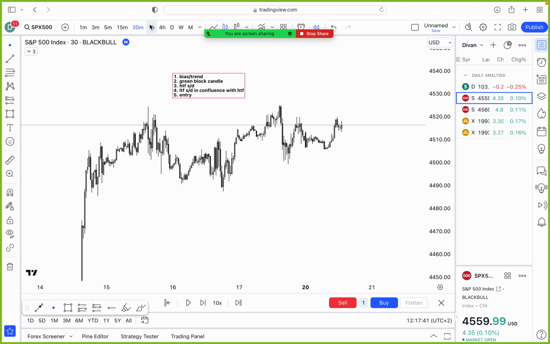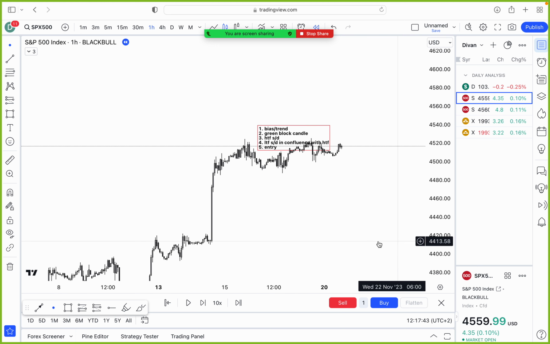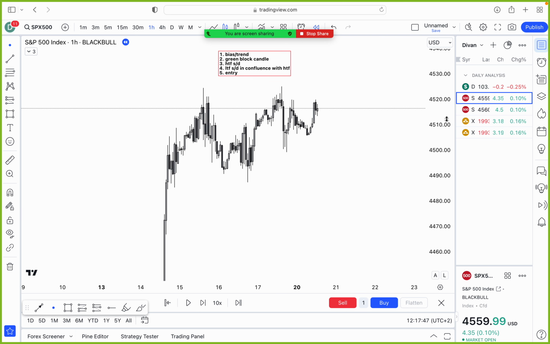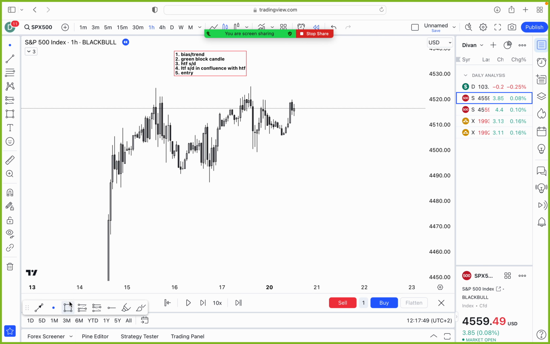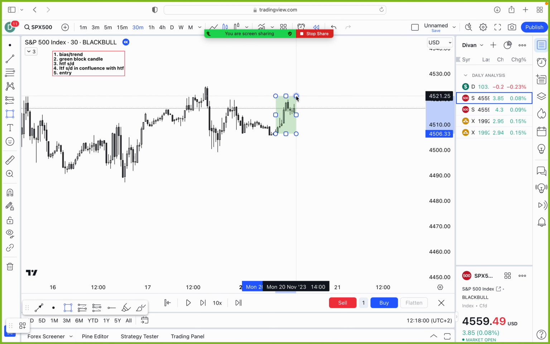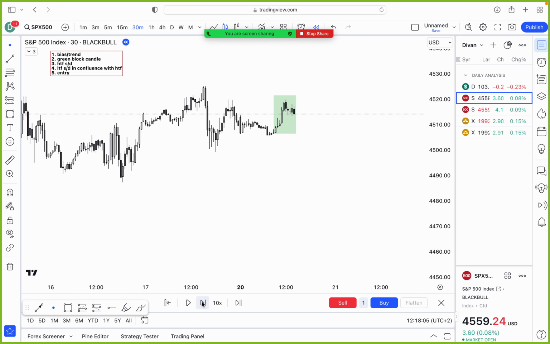Number one, even though we are in a consolidation range, we can still see that we are bullish. Number two, the green block candle with the New York session just works a little bit different. It goes from 9 a.m. till 2:30. So let's just play this out so we can see.